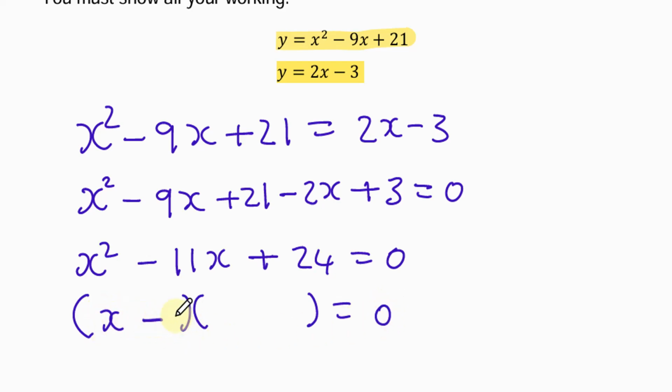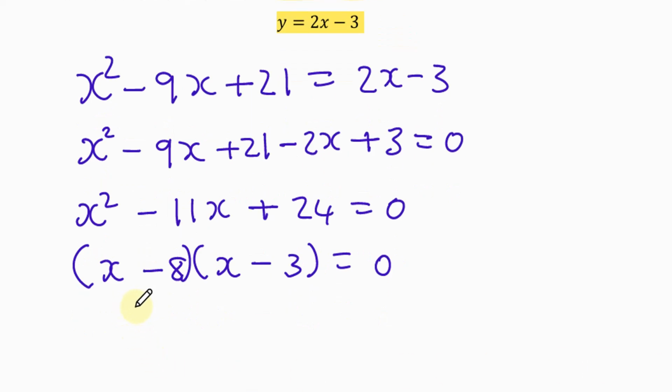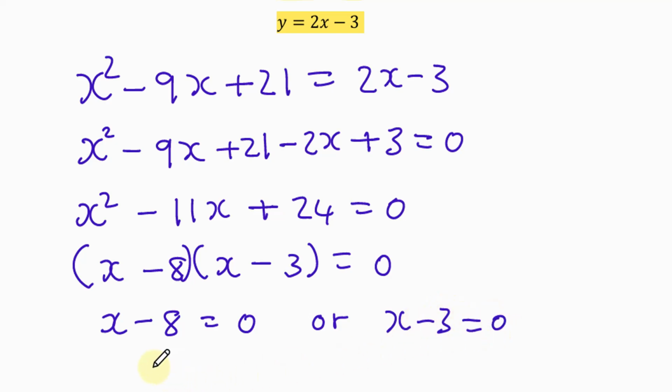So x minus 8 times x minus 3. So negative 8 times negative 3 is positive 24. And here we're going to get negative 8x minus 3x, which will give us negative 11x. So we can now use the zero product rule. So x minus 8 is 0, or x minus 3 equals 0. And solving for x, we get x equals 8, or x equals 3.